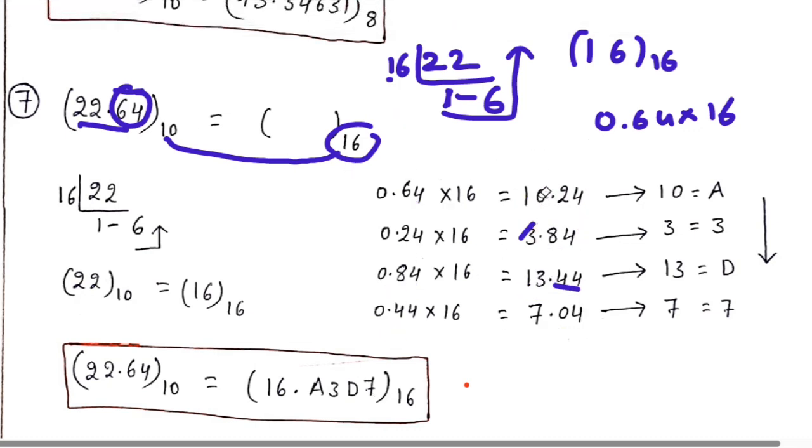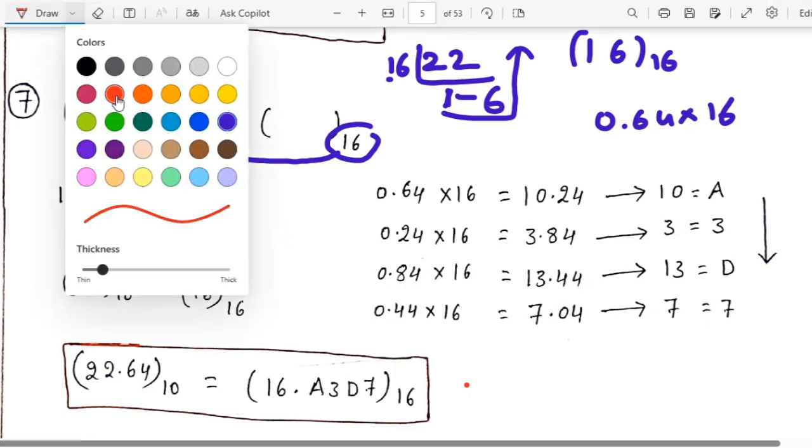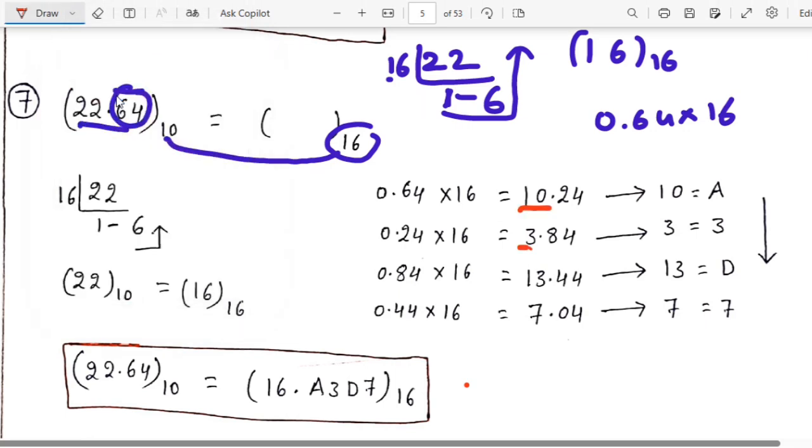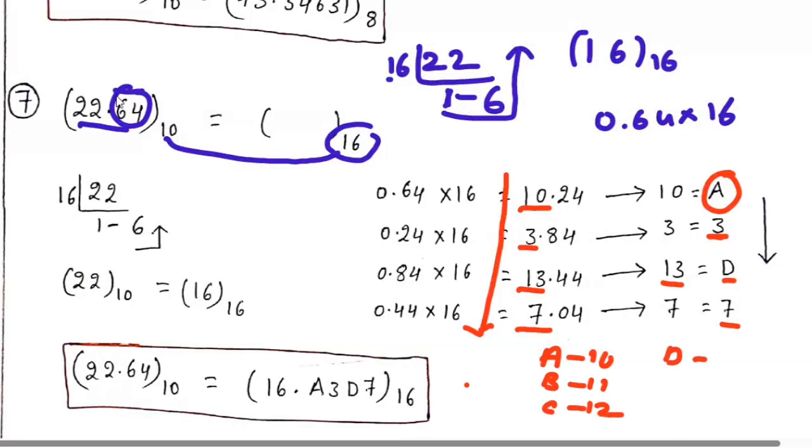Now, what answer do we take? While considering the result, we take 10, 3, 13, 7 from top to bottom. 10 is represented as A in the hexadecimal number system, 3 is as it is, and 13 is represented by D, and 7 is as it is. You already know A means 10, B means 11, C means 12, D means 13, E means 14, F means 15. The values should be taken from top to bottom.